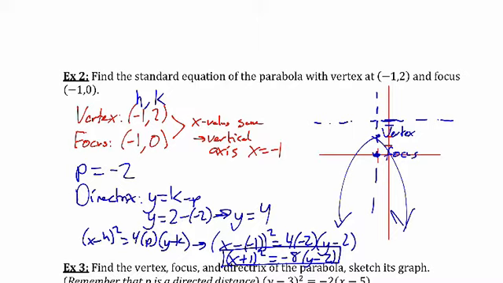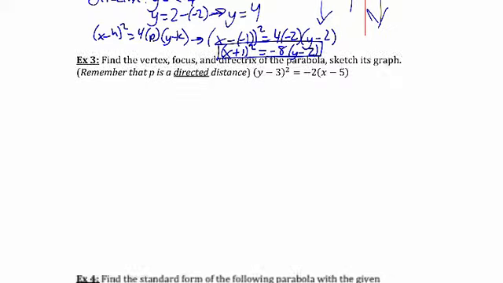All right, example number 3. This one's changing it up a little bit. We're asked to find the vertex, the focus, and directrix of the parabola and sketch its graph. And the equation is y minus 3 squared equals -2 times x minus 5. So let's start with our vertex.